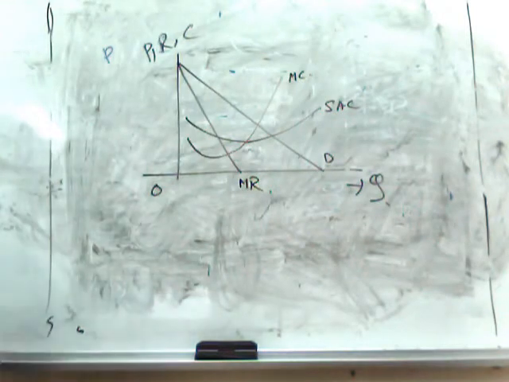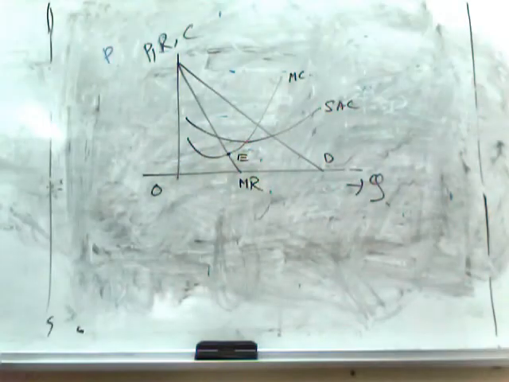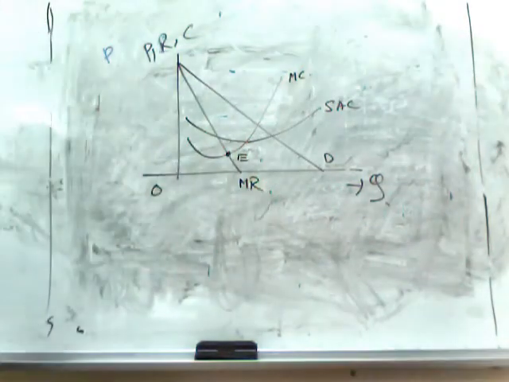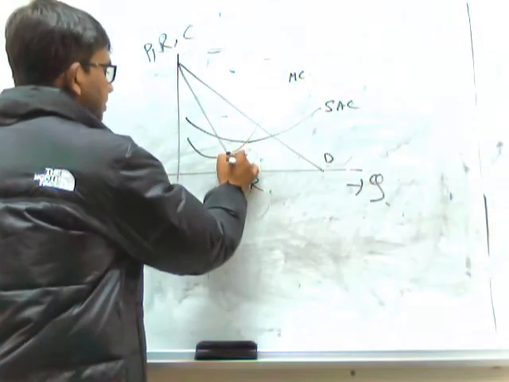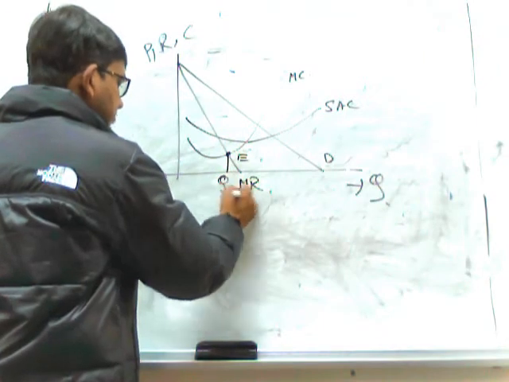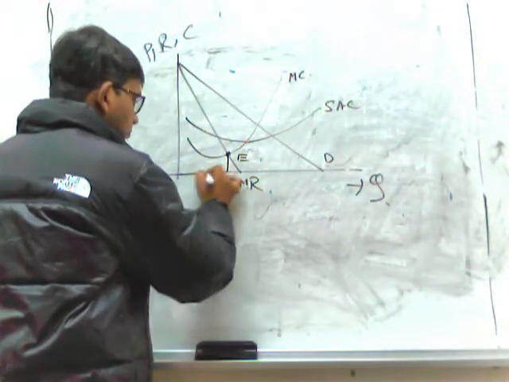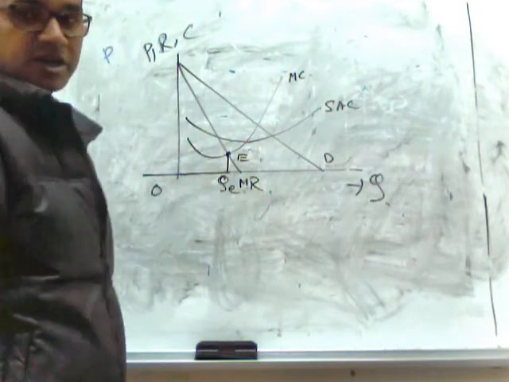So the equilibrium point is E, at which the equilibrium condition is being fulfilled. This point fulfills the necessary as well as the sufficient condition of equilibrium. So OQE is the equilibrium level of output. Now, what about the price? This is the target level of output that the monopolist wants to sell. And he has control over price. He knows the demand function of the consumers.